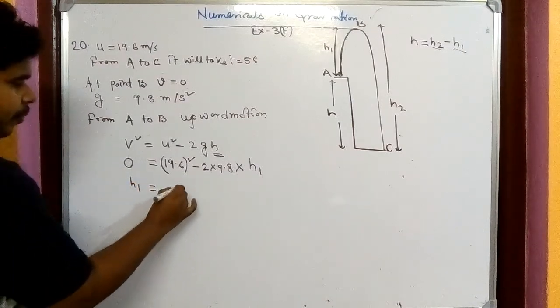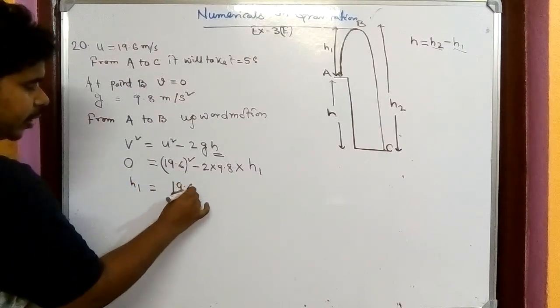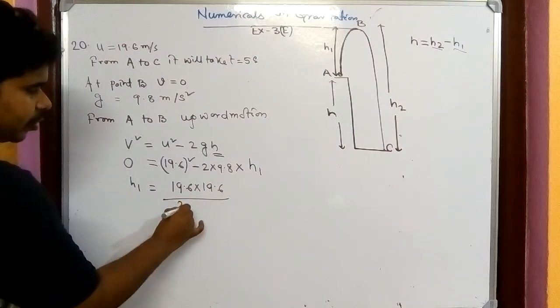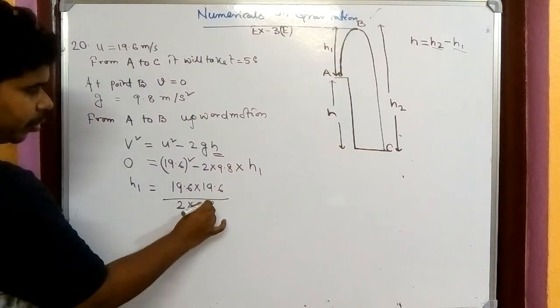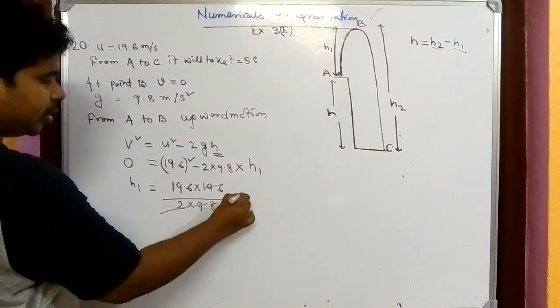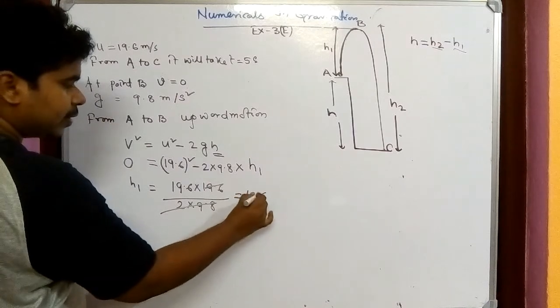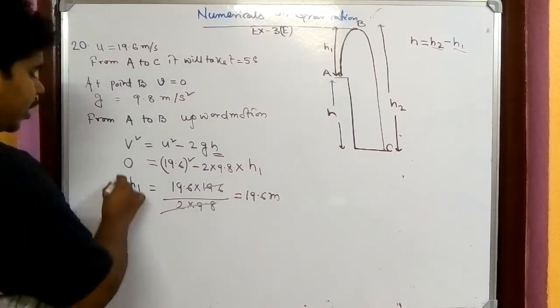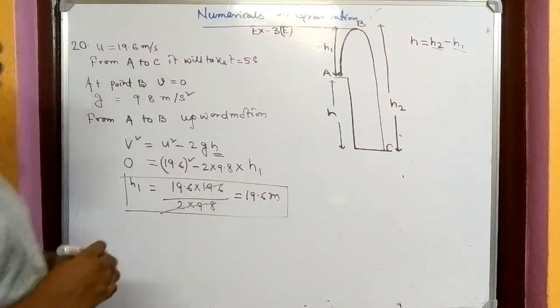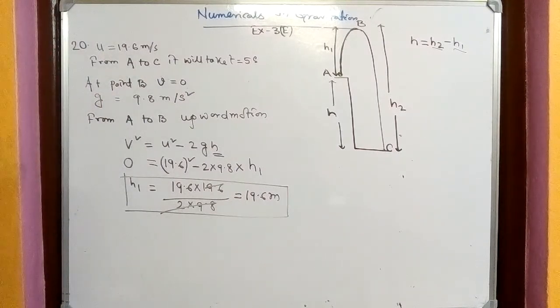h1 equals 19.6 into 19.6 by 2 into 9.8. 2 into 9.8 means 19.6. So it is 19.6 meter. So it is our first answer, that is h1. h1 equals 19.6 meter.